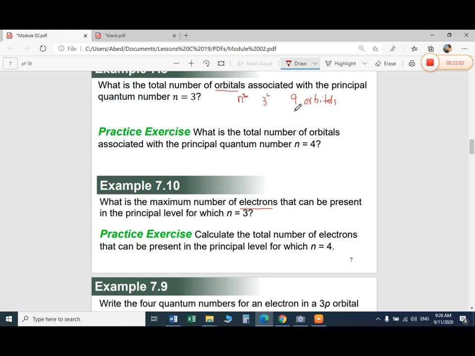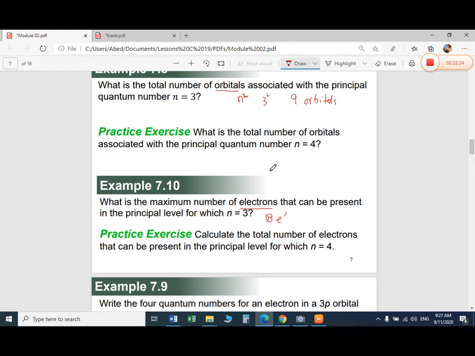So same, if 9 orbitals are there, then how many electrons will be there? 18 electrons. So we can write here, the answer will be here. This is a similar question, or part of the question. So 9 times 2 is 18 electrons. 18 electrons will be here.